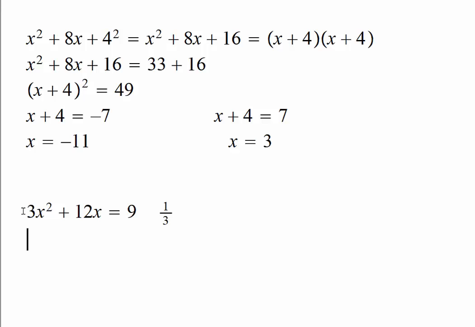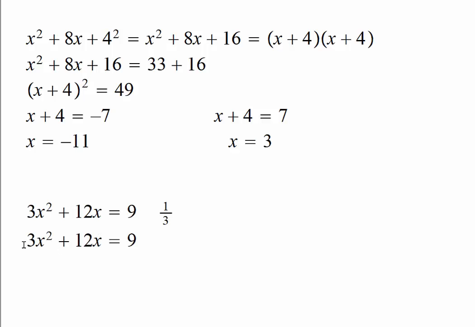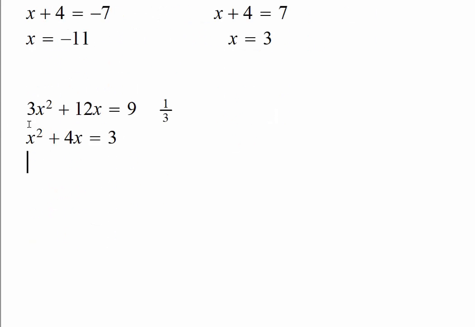So if we do that, 3 divided by 3 is 1. Here I have a 4, and then here I get a 3. All right. So then let's go further. Here, take half of 4, which is how much? 2. Then square it. What will that be? That will be a 4. So you add a 4 here, and to balance everything, add a 4 here.